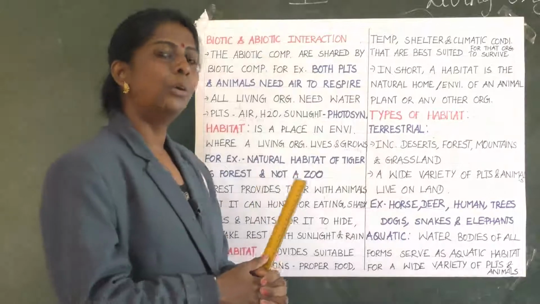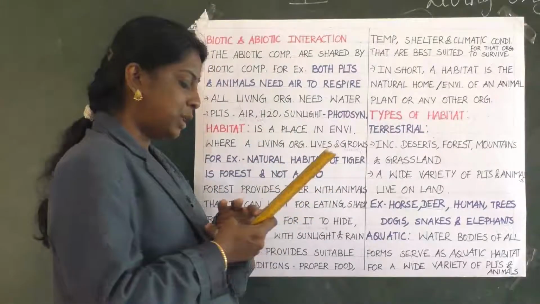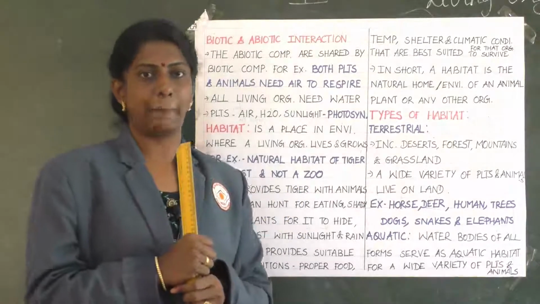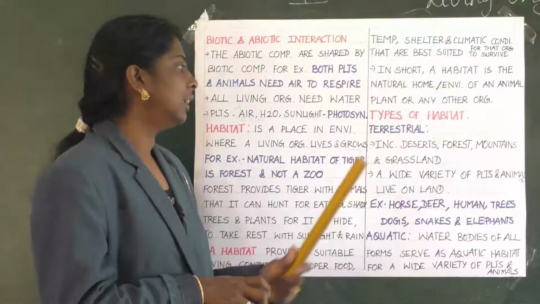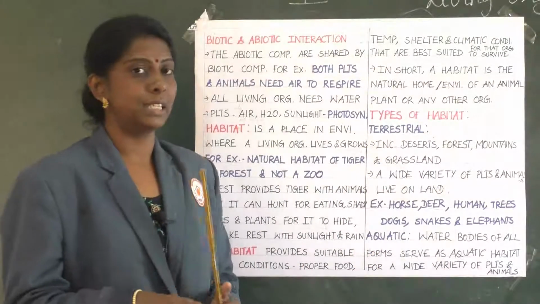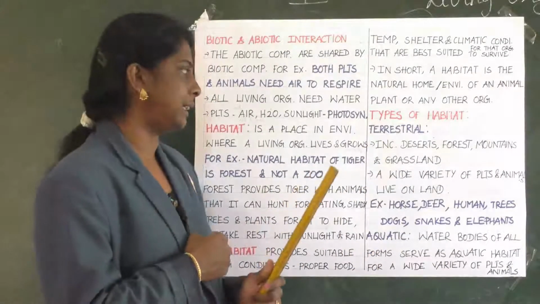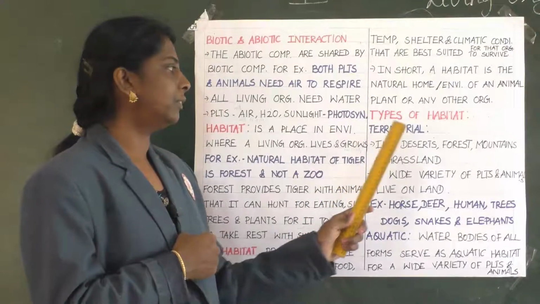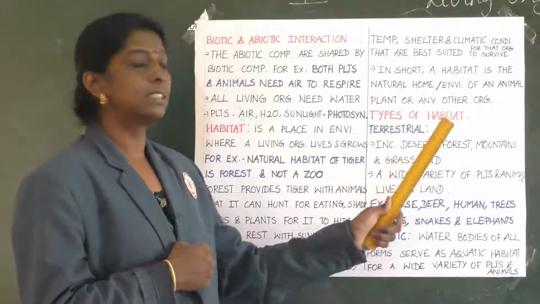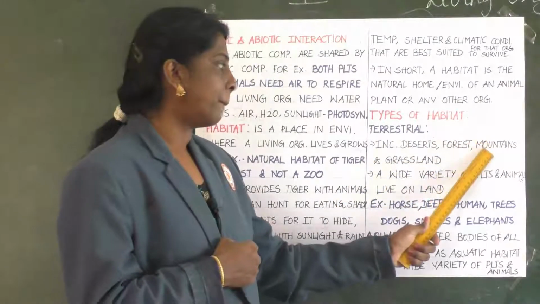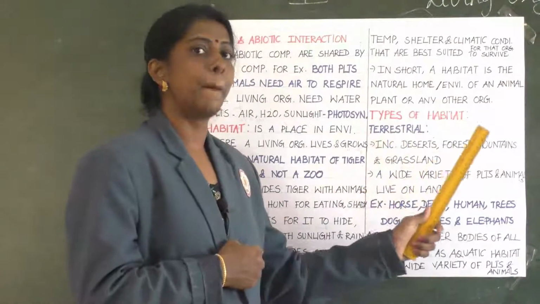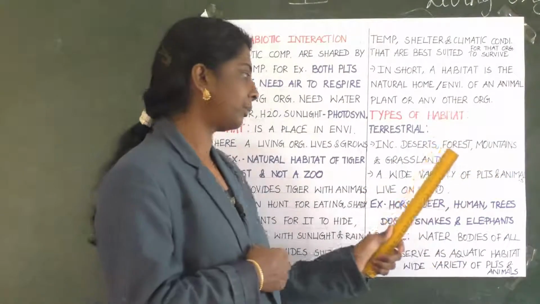Yes. Now moving further, types of habitat. There are mainly two different types of habitat. What are they? Terrestrial and aquatic. So first about terrestrial habitat. What do you mean by the word terrestrial? It includes deserts, forest, mountains and grassland.